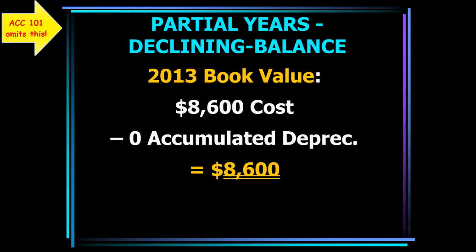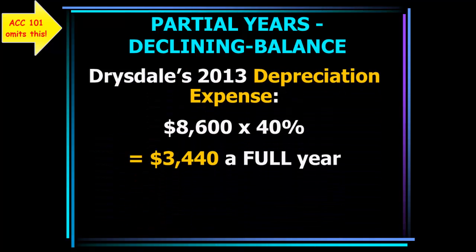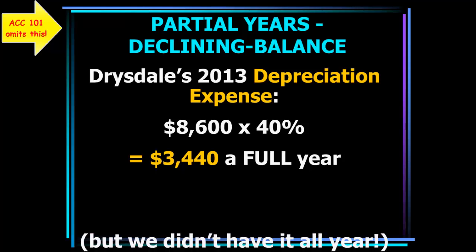How do I figure my expense? Well, I take the book value and do what with it? Times 40%. Says my depreciation for year 1 would be $3,440 if I had the asset for how long? For a full year. Did I have it for a full year? How many months did I have it? 4. Now we got to prorate the 3,440.